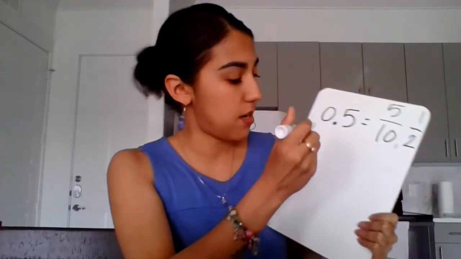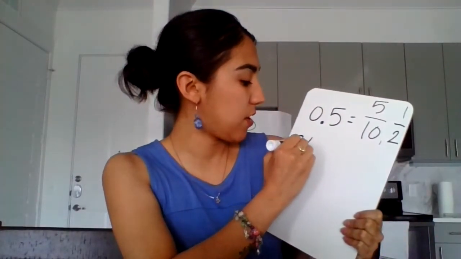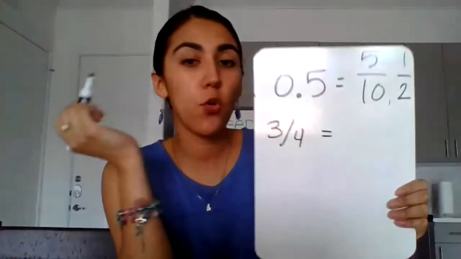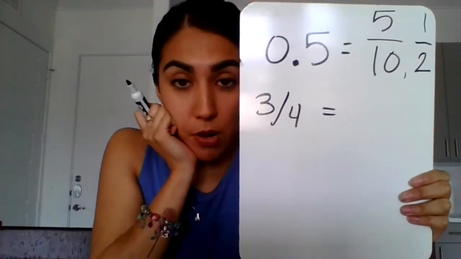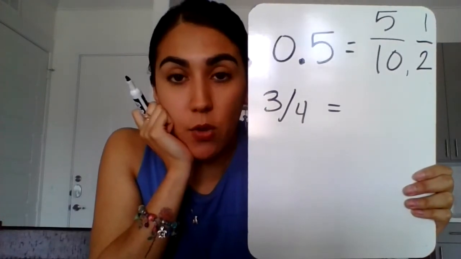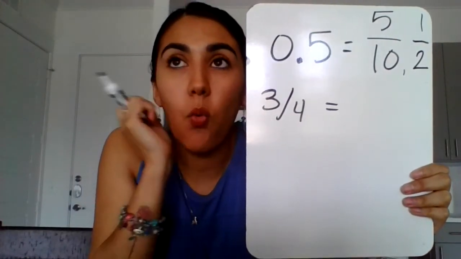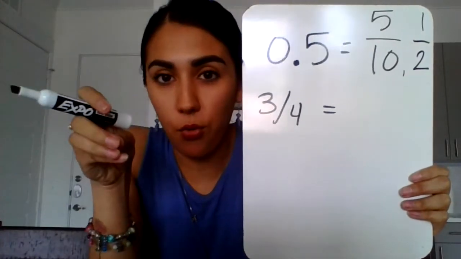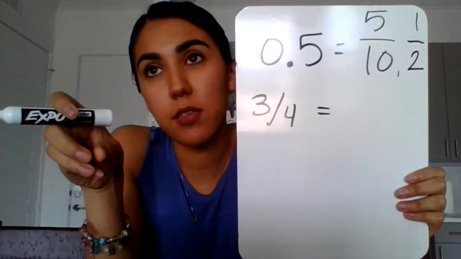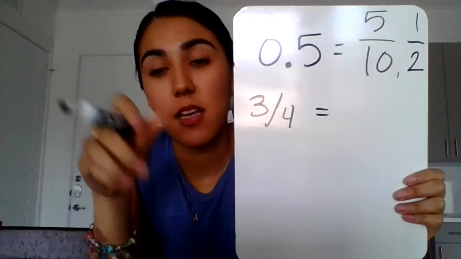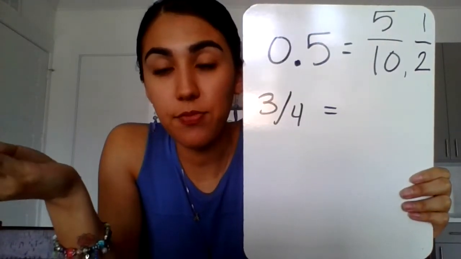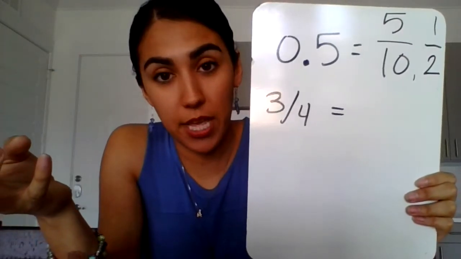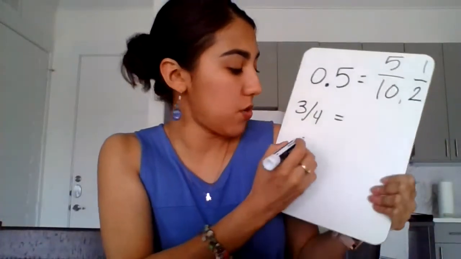The next one they want us to find is, what is the equivalent decimal to 3/4? Well, for this particular problem, I like to think of money. So $1 is 1 whole. What coins can we have 4 of that will make a whole? That's right, a quarter.